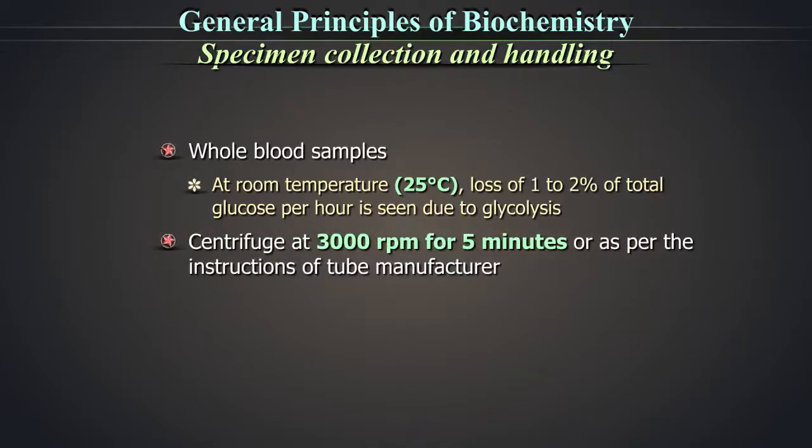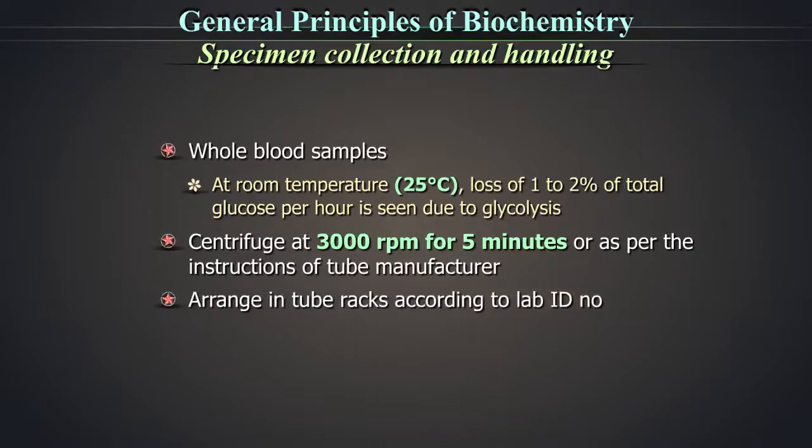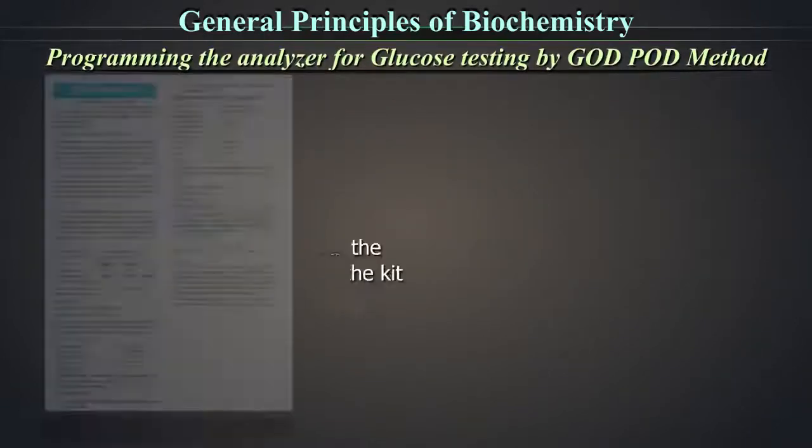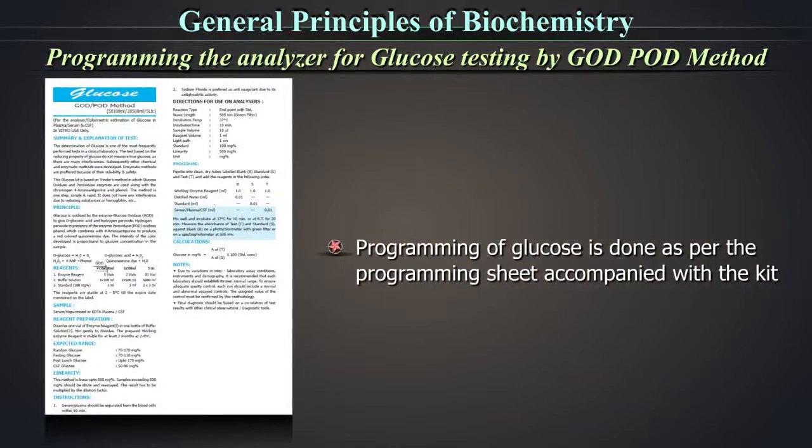Centrifuge at 3000 rpm for 5 minutes. Arrange in tube racks according to lab ID numbers. Programming the analyzer for glucose testing. The programming of glucose is done as per the programming sheet accompanied with the kit.